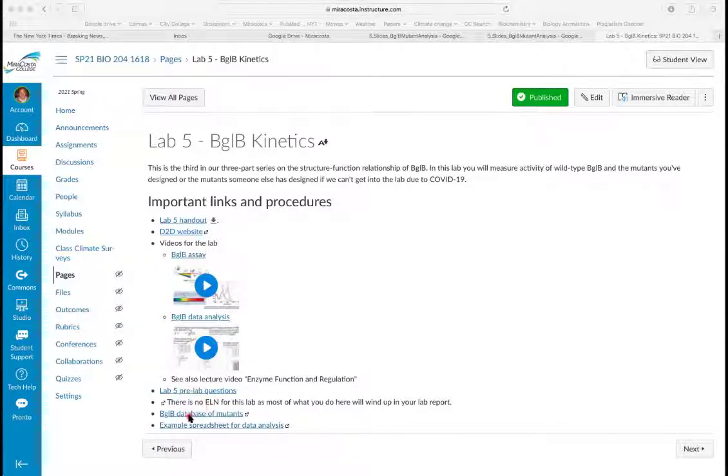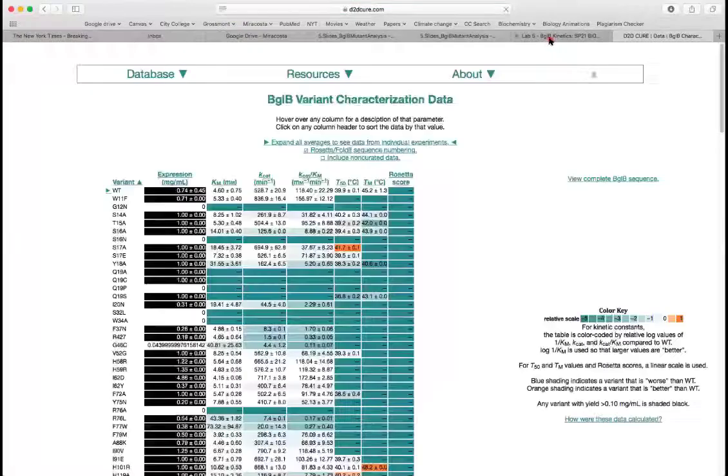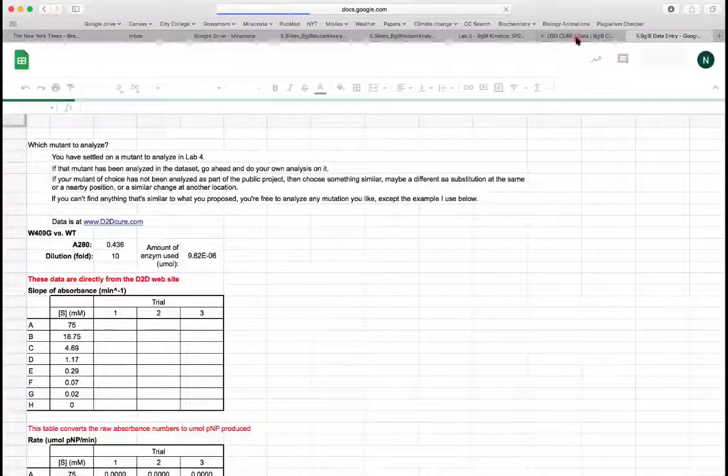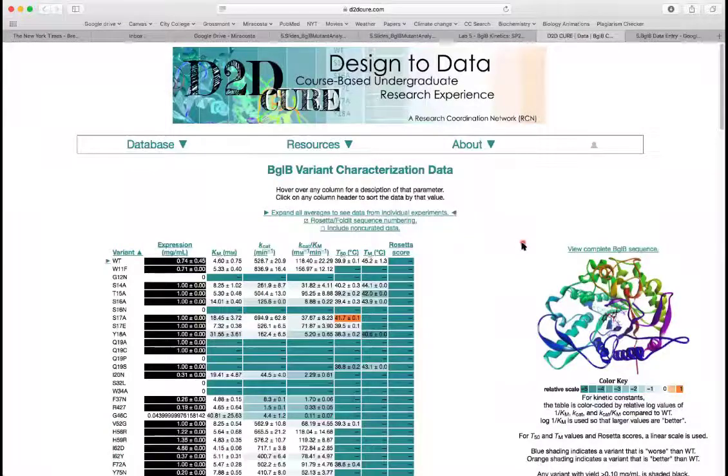All right, so this is a link to the data that's part of the D2D project. So let's click there. Let's open up that one. And then the other one I want to open up is the example spreadsheet, the spreadsheet that I've made that you can use to analyze your data. Okay, so let's go to the public website and see what's available there.